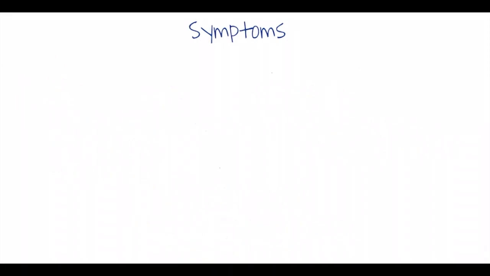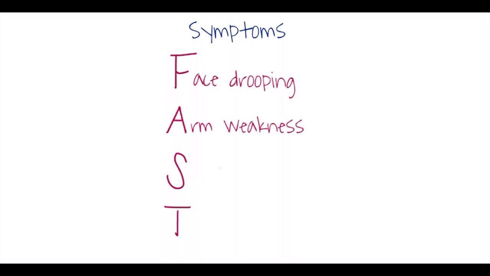The acronym FAST is a good way to remember the symptoms of a stroke. It stands for face drooping, arm weakness, speech difficulty, and time to call 911. The longer a stroke goes untreated, the greater chance for brain damage, disability, or even death, so it is extremely important to contact emergency services as soon as you notice symptoms.